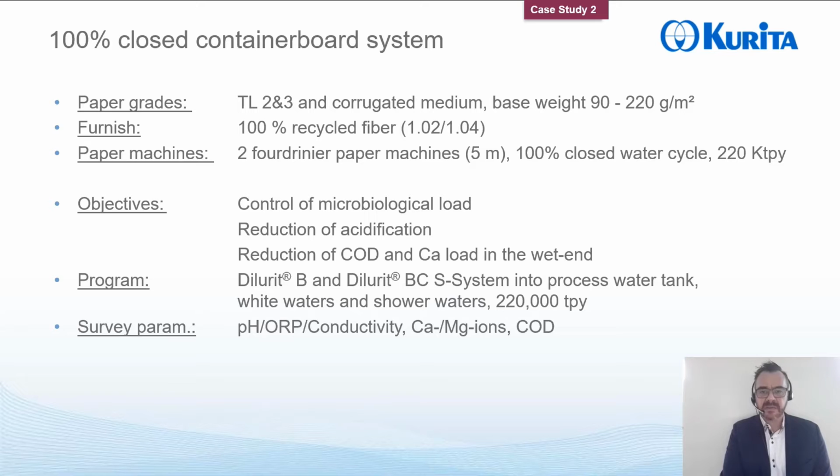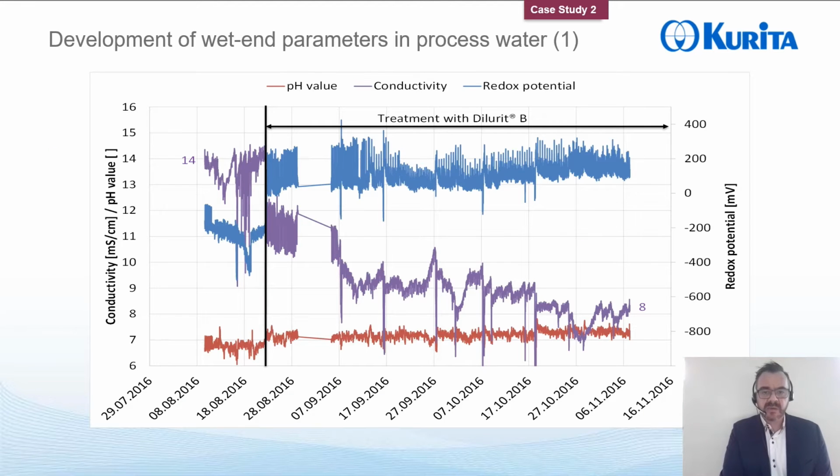In the next case study, we are speaking about a closed loop. These paper machines are really totally closed. And you can see also here, the target in this case was to increase pH and reduce the other KPIs. Here, for example, in the blue line, you can see the ORP. It was down to -200. After using our CRR system, we increased the ORP to roughly 0.